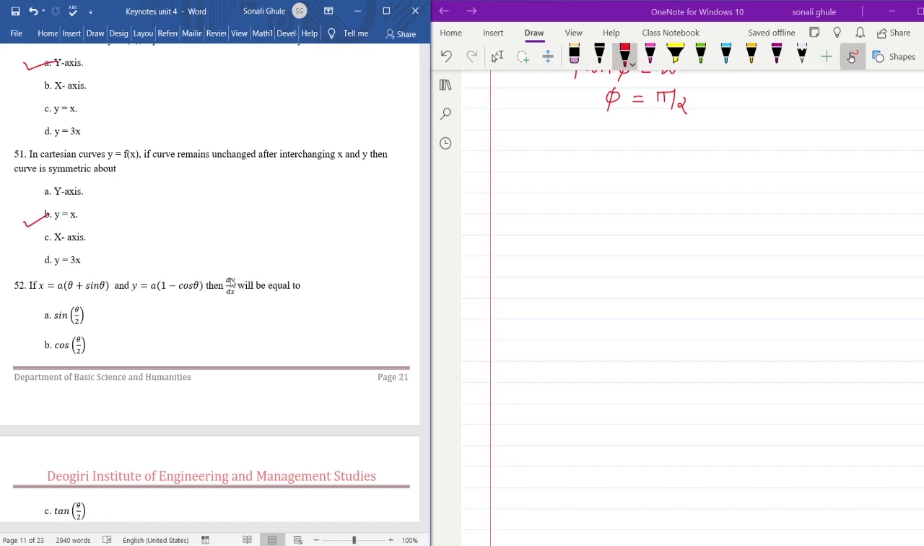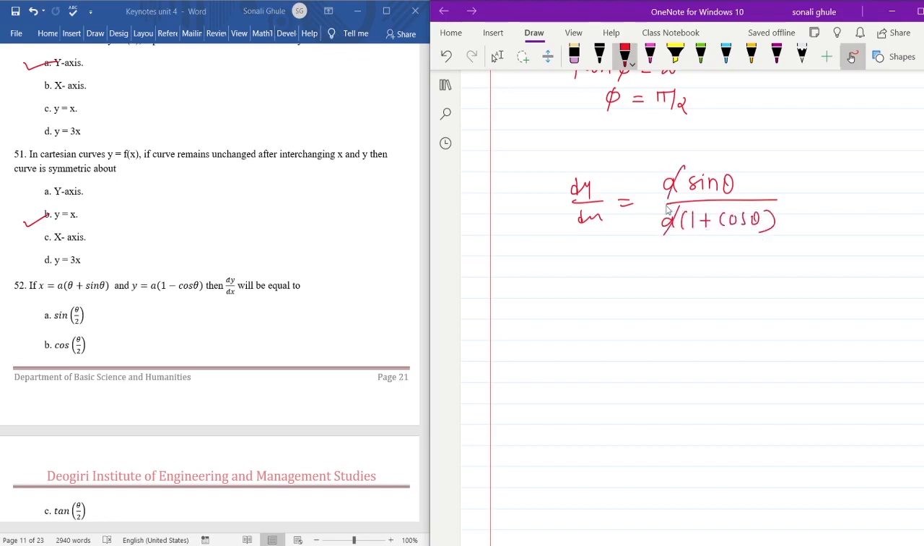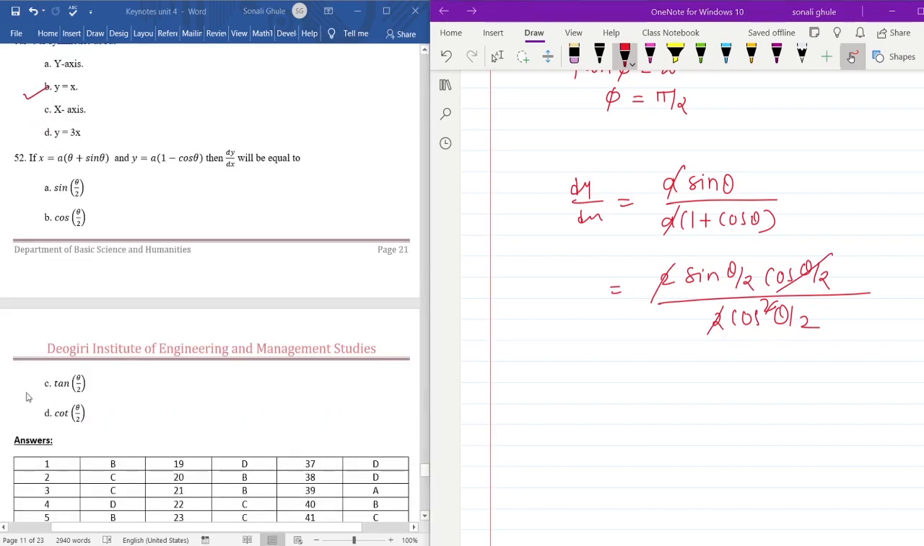Next, we have to find dy by dx. As I told you, to find dy by dx, we have to differentiate y with respect to theta. The derivative of a cos theta is minus sin theta, so it is going to be plus, and here it is a times 1 plus cos theta. So a gets cancelled. Sin theta is 2 sin theta by 2 cos theta by 2, upon 1 plus cos theta, which is 2 cos square theta by 2. So one cos gets cancelled, 2 gets cancelled. Sin theta by 2 over cos theta by 2 is tan theta by 2. So your correct option is C here.